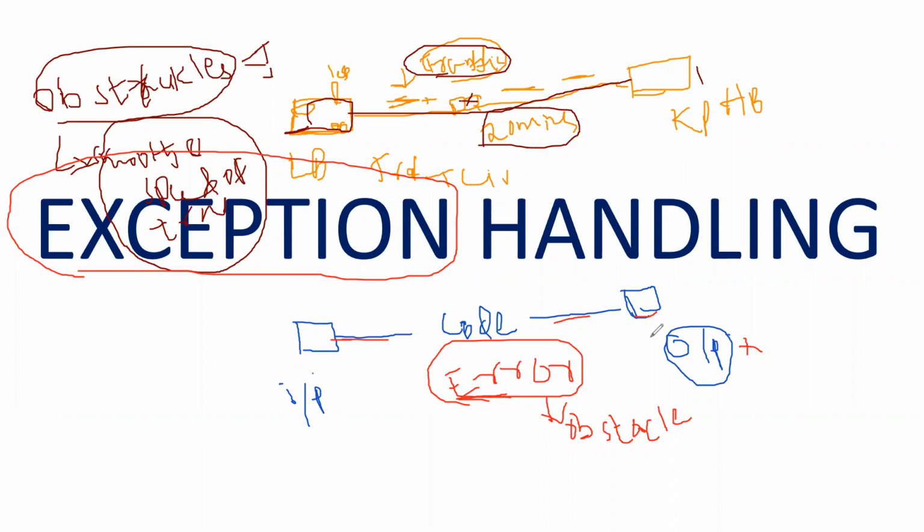But the problem here is, of course, error is the obstacle. If there is an error, there is no output. So we need to accept this code. Exception means, without this, let's accept that one. You can do anything, except that error, you have to do everything.